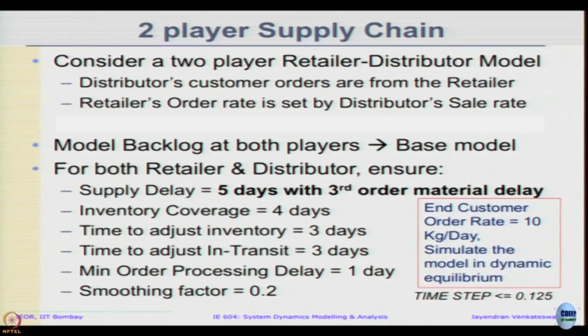So, the smoothing factor which I wrote as 0.2 refers to that fraction adjusted in your expected sales rate part, it is the same thing.